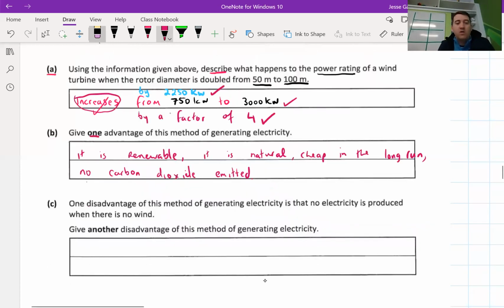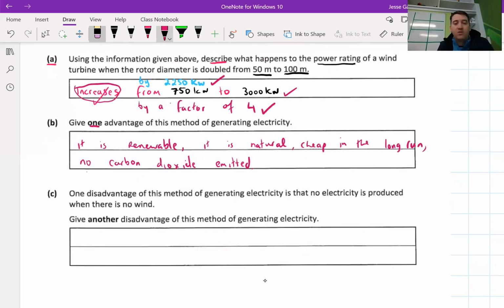Next one, it says one disadvantage of this method of generating electricity is that no electricity is produced when there is no wind. So no electricity, no wind. But it says give another disadvantage of this method of generating electricity. Now in the exam, some of you said it doesn't work when there's no wind, but it's already told you that, and it says to give another. So you get 0 marks for saying it doesn't work when there's no wind, because they've already said that. Yes, we know that, but we want a different one. So pause the video and make sure you write a different disadvantage down. Pause the video, do that now.